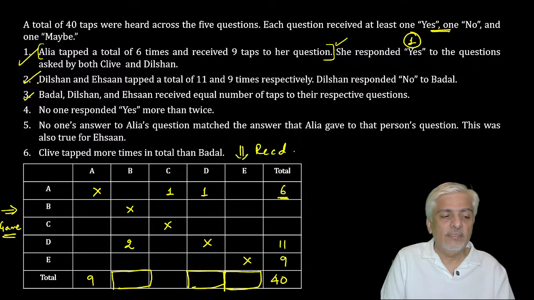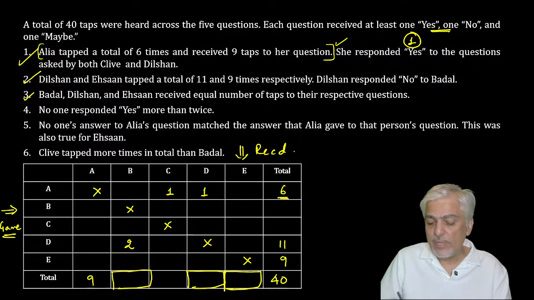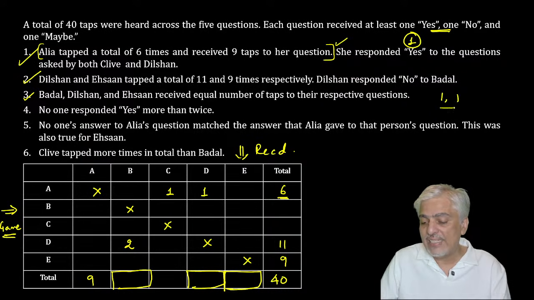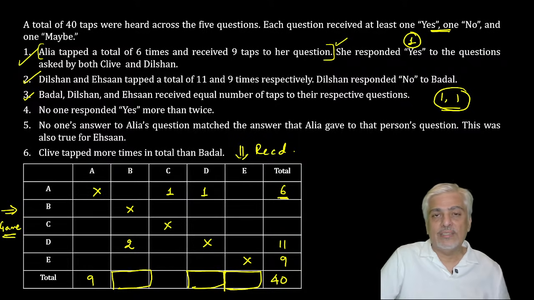Third point done. No one responded yes more than twice. That means while giving answers, nobody gave more than 2 ones. Maximum they gave is 2 ones. Nobody gave more than 2 ones.